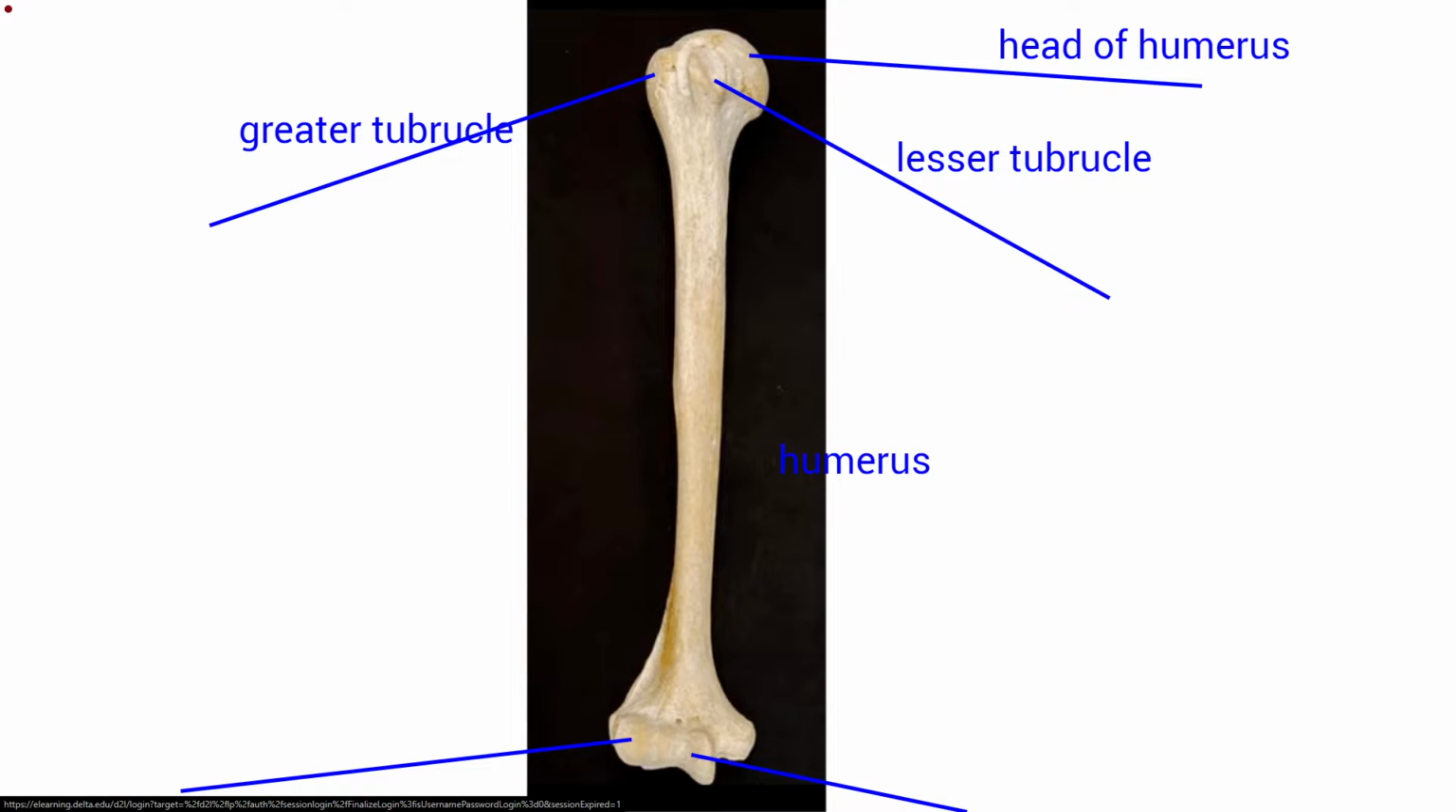Down here, you got these little divots. One is a rounded edge, and the other one is a depressed edge. The rounded edge is called the capitulum, and the depressed edge is called the trochlea. Let's zoom in.